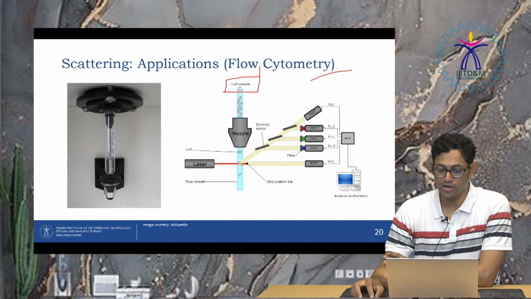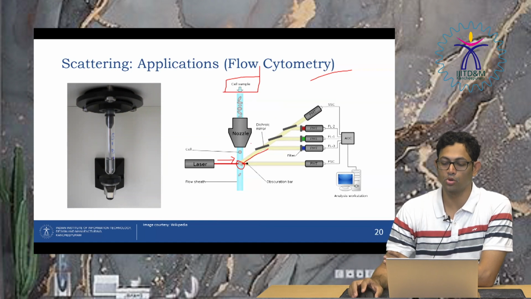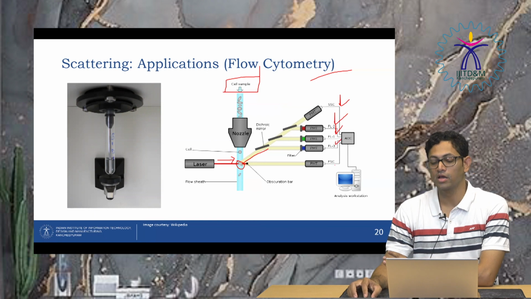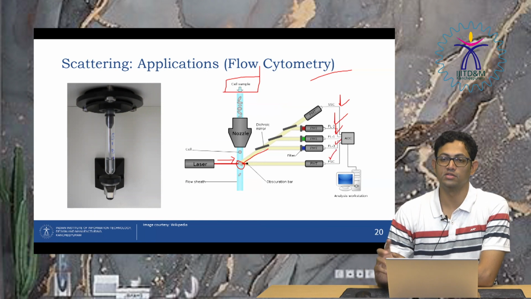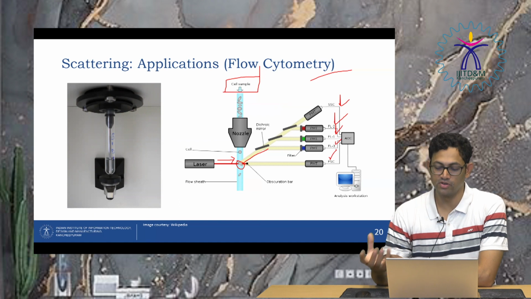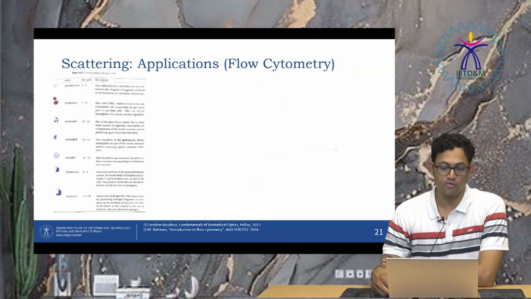You shine a laser from here and it interacts with a single particle, because we try to do so, and because of the scattering it scatters at a particular angle. Based on whether the scattering angle is higher or lower, we can choose the angle, and from there we can tell the dimension of the particles. We can back-correlate to the dimension of the particle based upon how much scattering is going to occur.